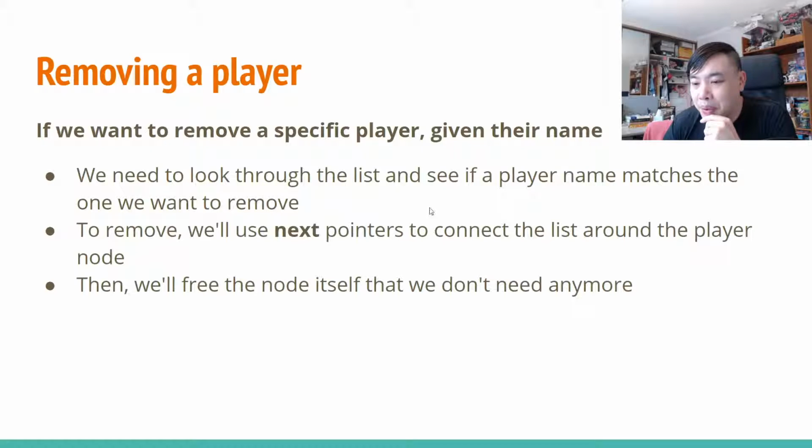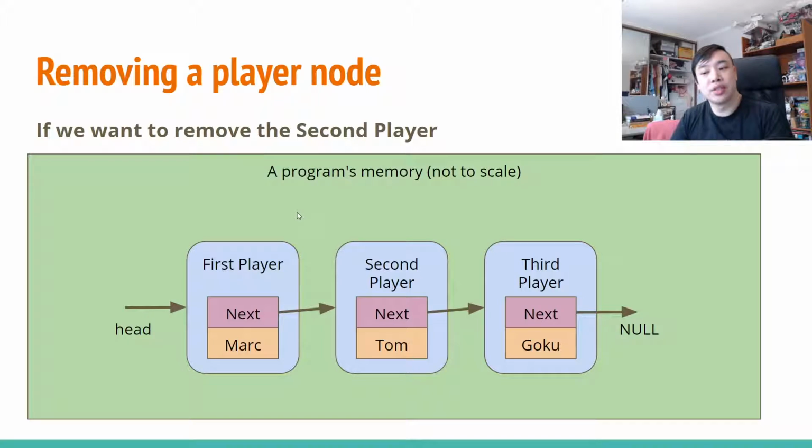Let's see. I think I've got a plan to do two functions here. So let's look at what it means to remove something from a linked list. So here's my diagrams that I've been using, same kind of layout. We've got a first player, second player, and a third player.